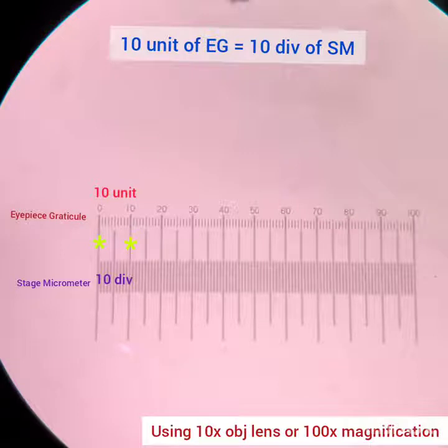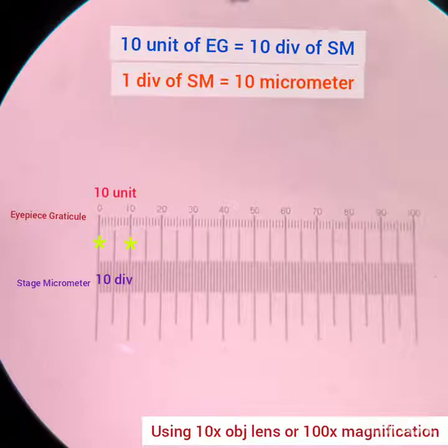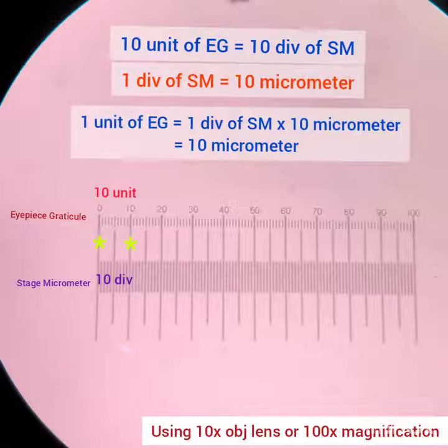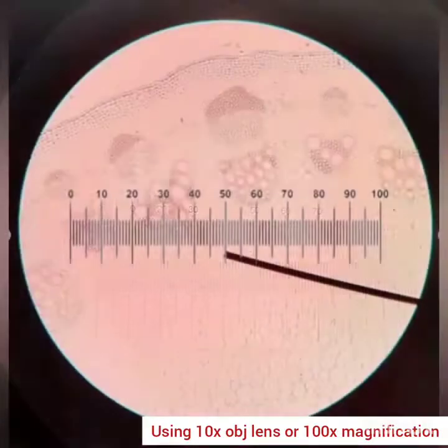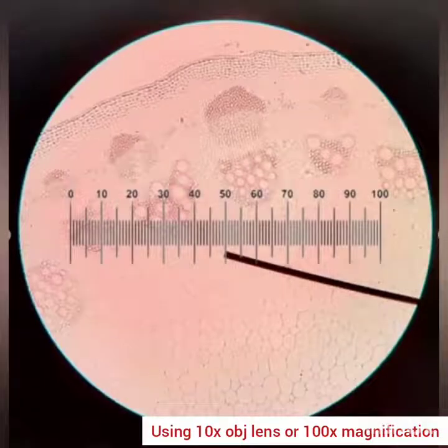Thus, we know that 1 unit of the eyepiece reticle equals 1 division of the stage micrometer. And since we know already that 1 division of the stage micrometer is 10 micrometers, then we can conclude that each unit of the eyepiece reticle is 10 micrometers. Now we can remove the stage micrometer and then change it with the specimen slide, just the same as the previous one.